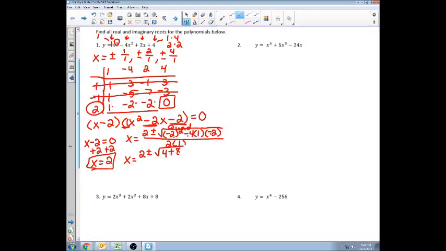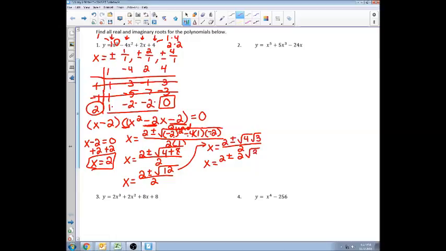All of that would be over 2 because 2 times 1 is 2. Continue simplifying. 2 plus or minus the square root of 12 over 2. I cannot take the square root of 12, so I need to go ahead and break up the square root of 12. So x would equal 2 plus or minus the square root of 4 and the square root of 3 all over 2.